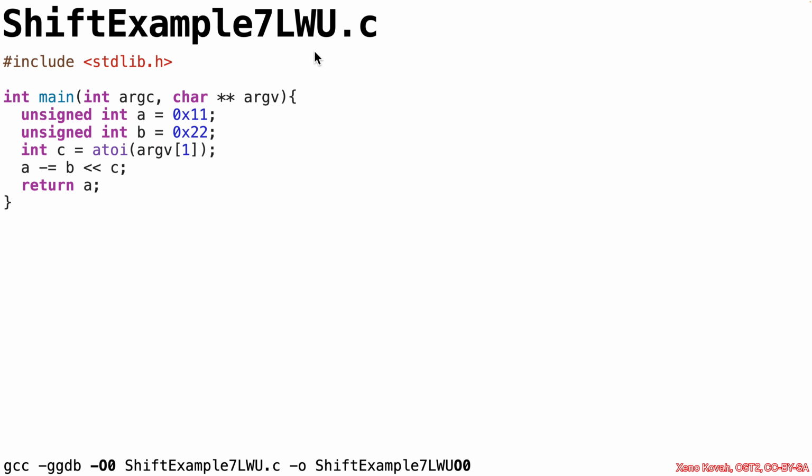In ShiftExample7LWU, we have an unsigned int a set to 0x11, unsigned int b set to hex 0x22, and we take an argument on the command line, put it into the signed integer c, and we're going to do b shifted left by c, and then minus equal that value into a.